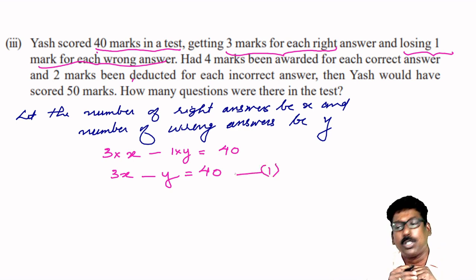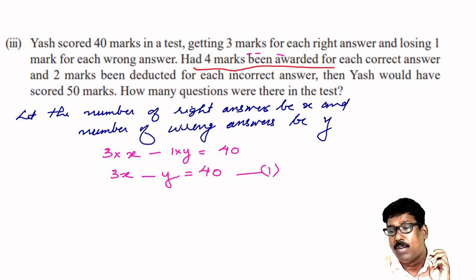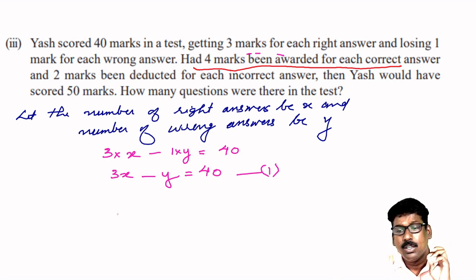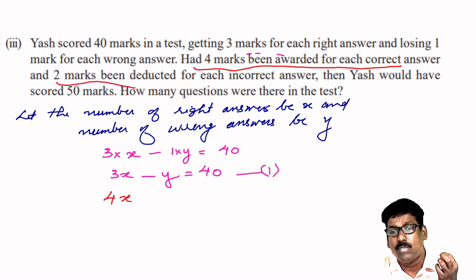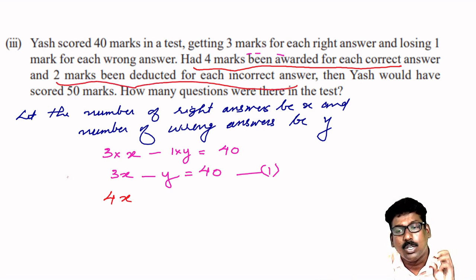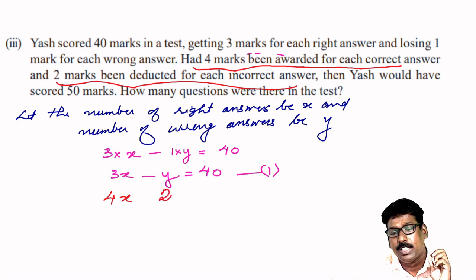Then what is equation number 2? Had 4 marks been awarded for each correct answer, you can write 4 marks for each correct answer means the marks obtained from correct answers is 4 into x, that is 4x, and 2 marks being deducted from each incorrect answer. The total number of wrong answers we took as y. So 2 marks for each wrong answer means the total marks he loses is 2y, and he scored 50 marks.